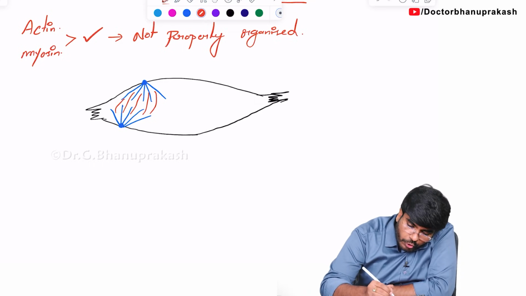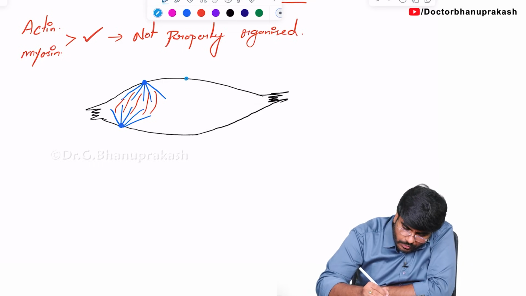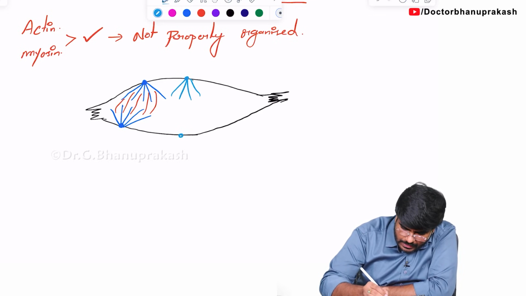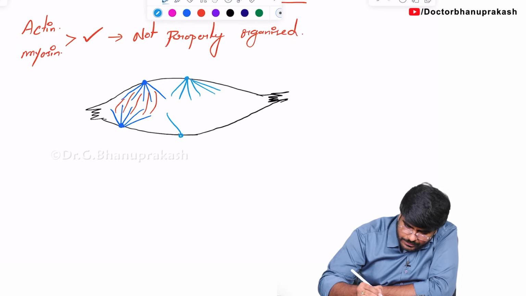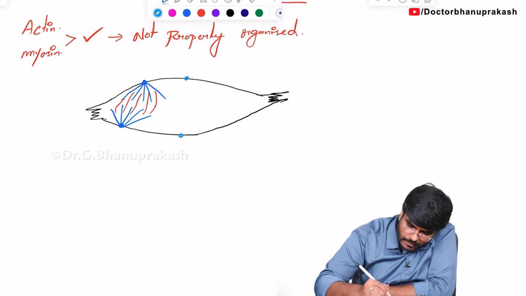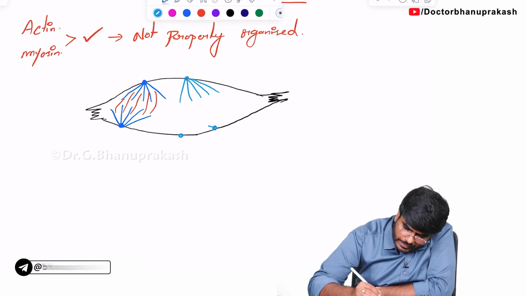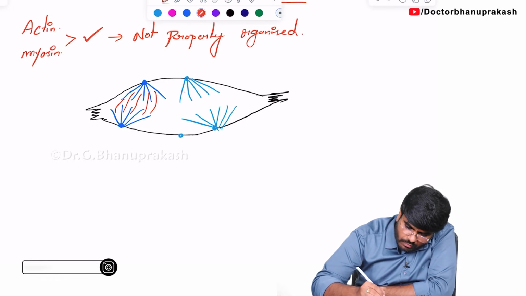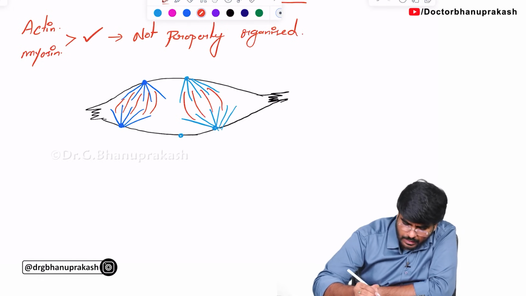And let me show you one more sarcomere, where again actin filaments are arranged like this. Now in between the actin filaments, what do we have? Myosin filaments are present like this.